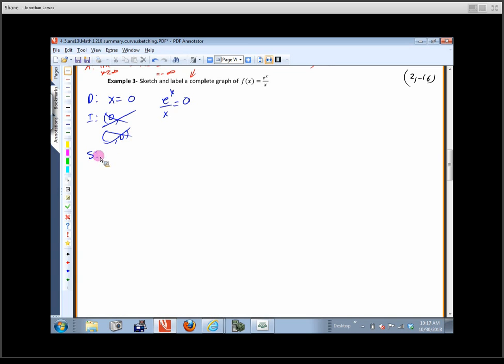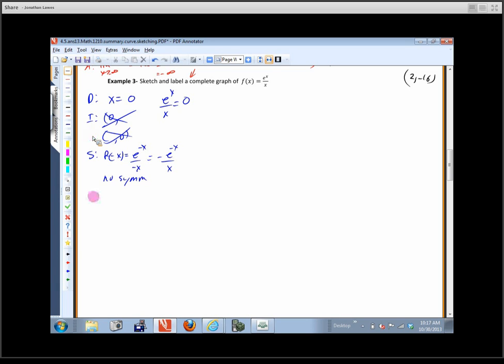Let's check the symmetry. We want to check to see if f of negative x is the same as f of x, or the opposite of f of x. So is e to the negative x over negative x? Well, all you can write there is e to the negative x over x with a negative, or negative e to the negative x over x. Is that exactly the same? Exact opposite? Nope. Not the exact opposite, because notice we've got this negative in the x. So no symmetry. So we've got to figure out what it looks like on both sides of the y-axis and both sides of the origin. What's up next?